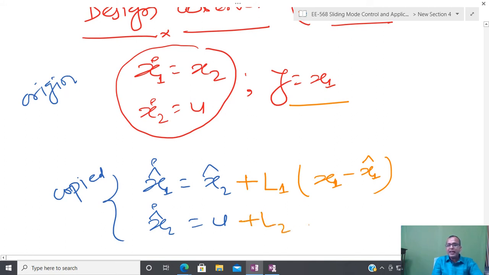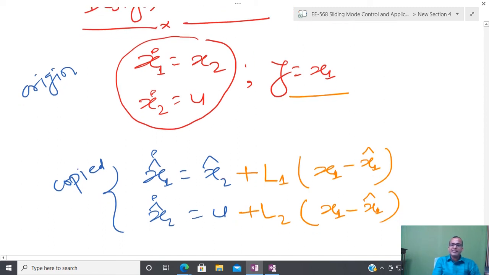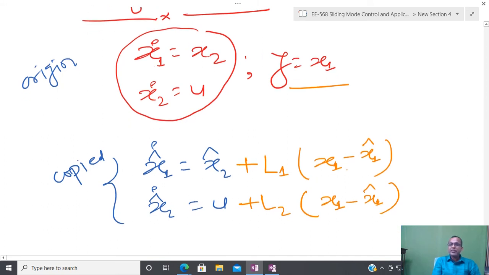Similarly I have L2, so x1 is the original state and x1 cap is the estimated state. Whatever has a cap is an estimated variable. I have original variables x1 and x2; I know x1 but I do not know x2. Whenever I am designing the correction term, I am going to use just the known term, x1, because I have knowledge of it. So if there is any variation with respect to x1 I am able to detect it, but I do not have knowledge of x2, so I cannot detect anything.